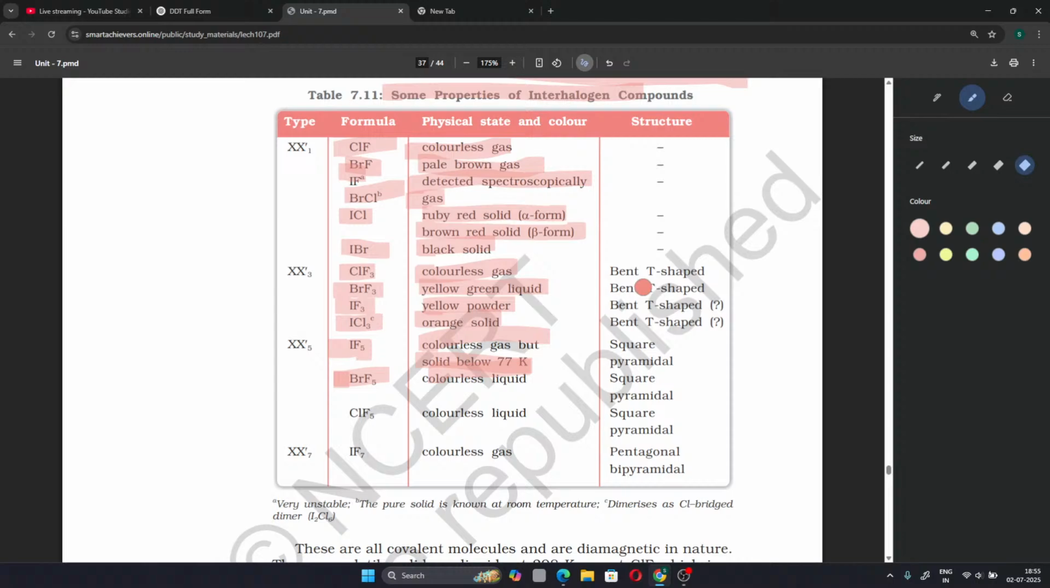Here the shapes are bent T, meaning it's like a bent shape, like a distorted T shape. And in the case of the XX5 molecules, they are square pyramidal, except IF7, which is a colorless gas and is pentagonal bipyramidal. ClF3 is a colorless liquid. BrF3 is also a colorless liquid.